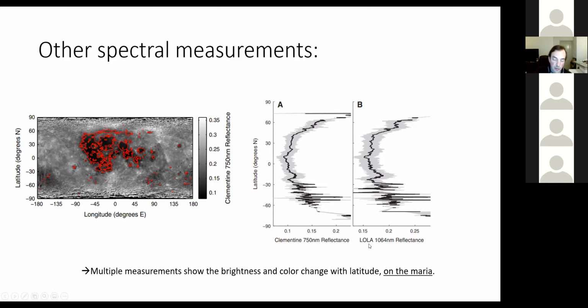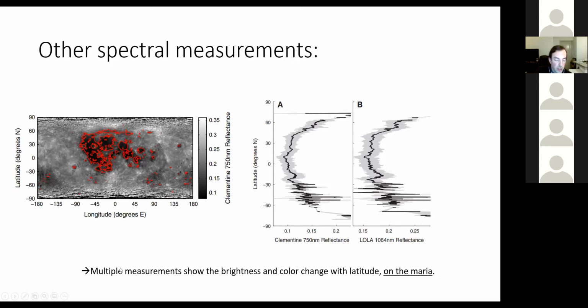This is the laser from LOLA, the Lunar Orbiter Laser Altimeter, and that also measures the reflectance. And this has no phase angle dependence. That's what's nice about this, because when you get close to the poles, the phase angles get really weird. What's nice is there's no phase angle dependence, because the instrument is always looking down normal to the surface. And you can see that.